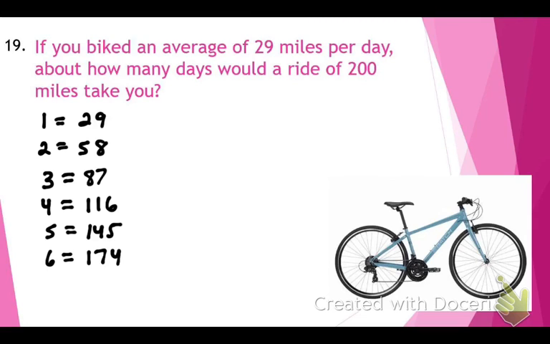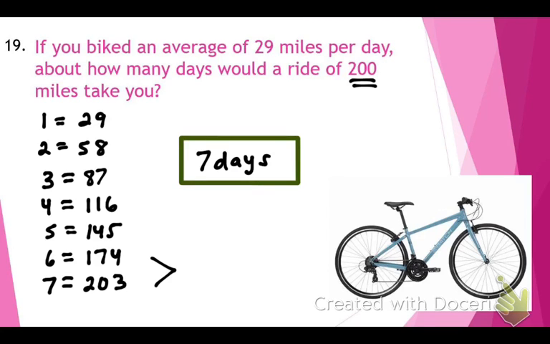174. Let's keep going. What would 7 be? 203. Did I surpass 200? Yes. So here's the deal. If you did it this way, the way she's kind of guessing, which one's closer, day 6 or day 7 to 200? Day 7. So that would be another good way, if you couldn't think of the proportions, to kind of do the guessing game. And it looks like she still got to 7 days via the guessing game.